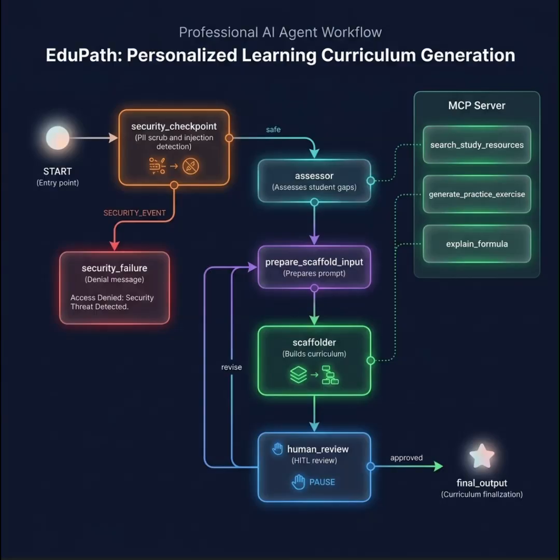Our security checkpoint runs PII scrubbing and keyword checks to generate structured JSON audit logs for absolute safety compliance. Meanwhile, the MCP server hosts tools to query Khan Academy resources, generate practice exercises, and break down mathematical equations. Now, let's see a live demonstration of the system in action.